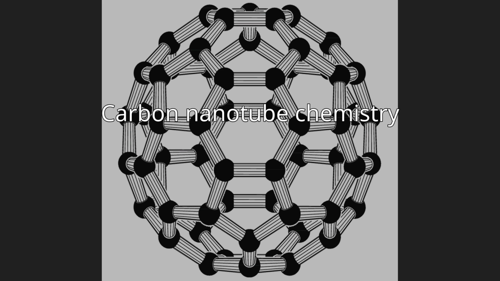Carbon nanotube chemistry. Carbon nanotube chemistry involves chemical reactions, which are used to modify the properties of carbon nanotubes, CNT. CNT can be functionalized to attain desired properties that can be used in a wide variety of applications. The two main methods of CNT functionalization are covalent and non-covalent modifications.